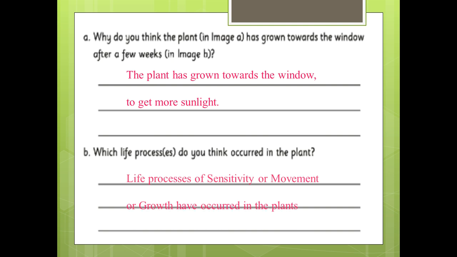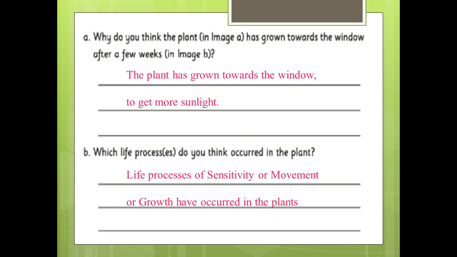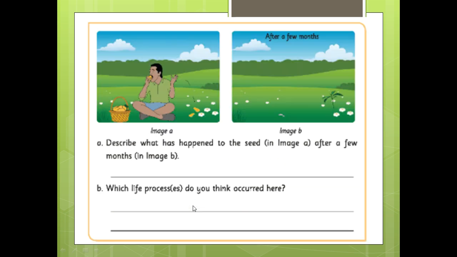Yes, you are right. Life processes of sensitivity, movement and growth have occurred in the plant. Exactly, because the plant senses the sun, so it moves towards the window. The plant is growing, so it is moving towards the window. You are right. Exactly.